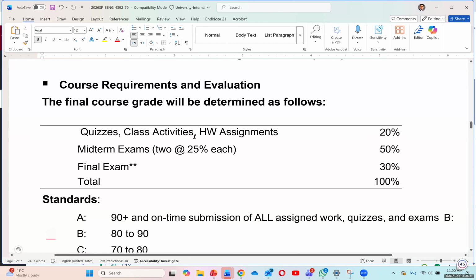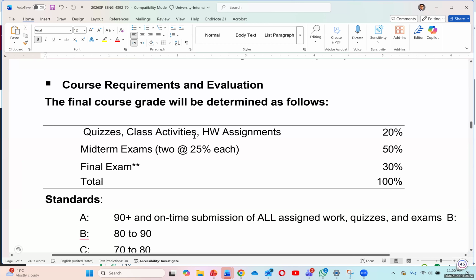We're going to have 2 midterm exams. Each midterm exam will be 25%, and I will probably announce the dates for the midterm exams in the first week of February. The final exam will be 30%, and the total will be 100%.